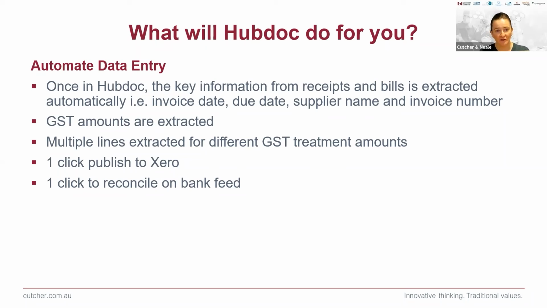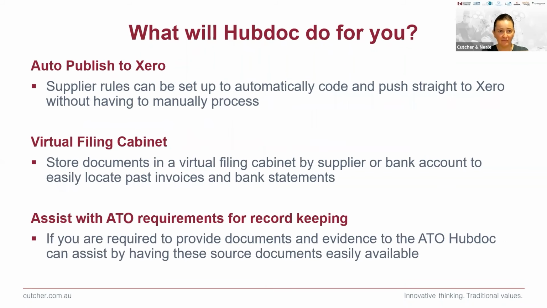Multiple lines can also be extracted for different GST treatment amounts. So it's going to extract out the GST free lines and then extract out the GST on lines. You'll probably find with medical bills that some medical suppliers have both, so it's actually going to extract that for you. And then it's just a one-click publish to Xero. If that is a bill that you've paid out of your bank account, it's just one click to reconcile in your bank feed. This is really going to increase the efficiencies that you get with your bills.